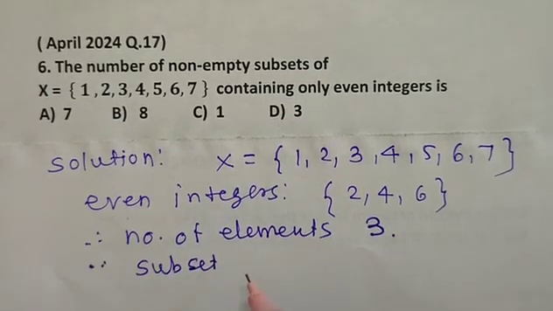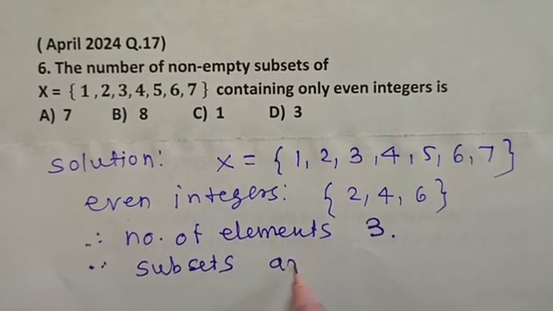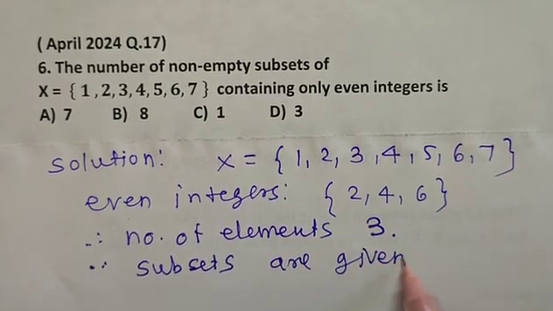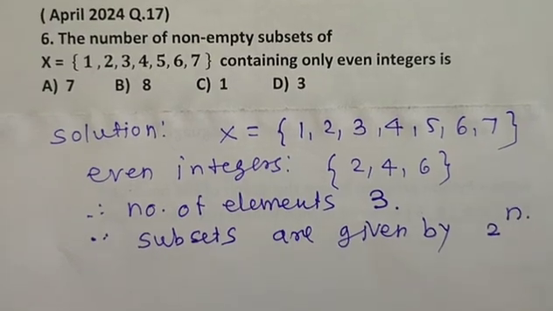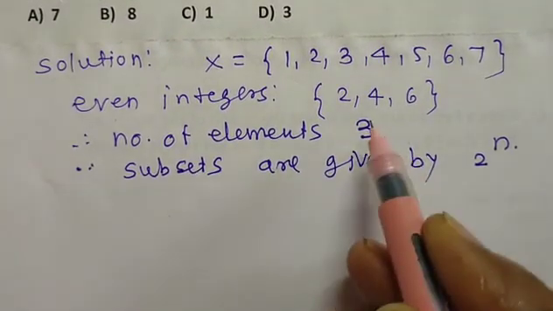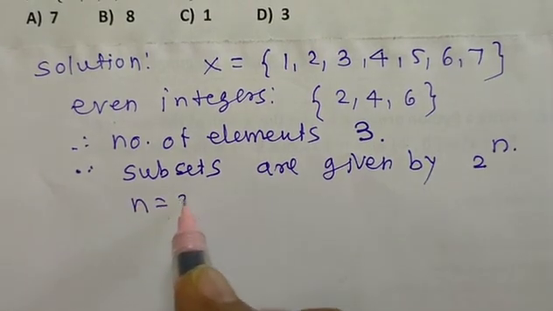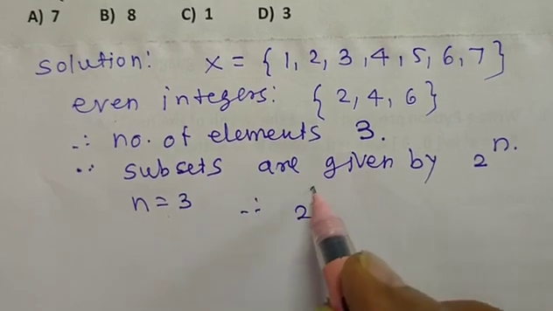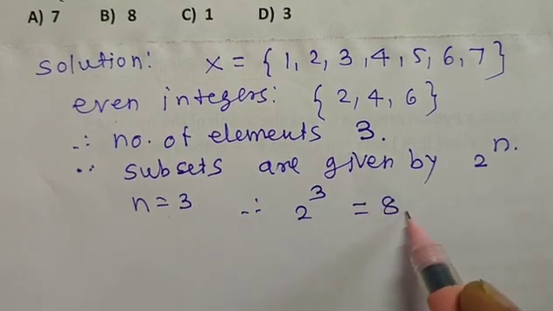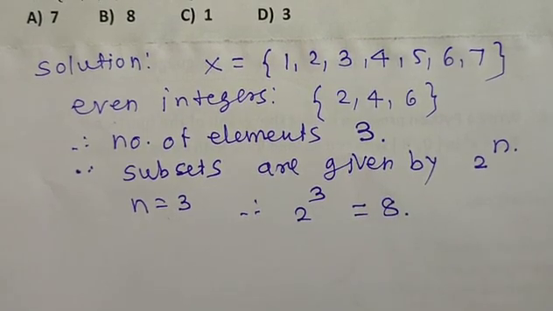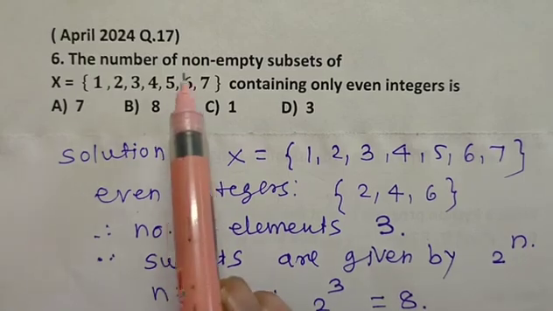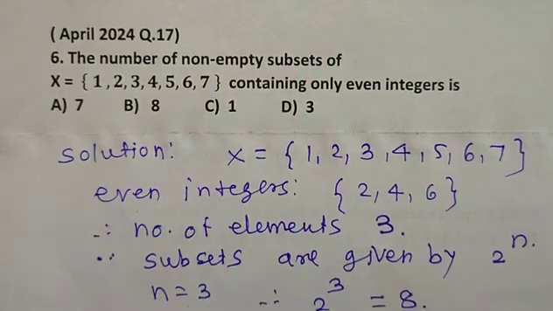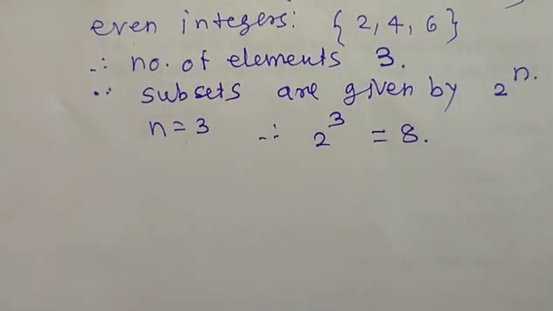Subsets are given by 2 raised to n. But here n is 3. N is equal to 3. Therefore, 2 raised to 3 will give you 8. But remember, in this case, we have to consider the empty set also. But non-empty subsets are required. So the empty set is subtracted from this.